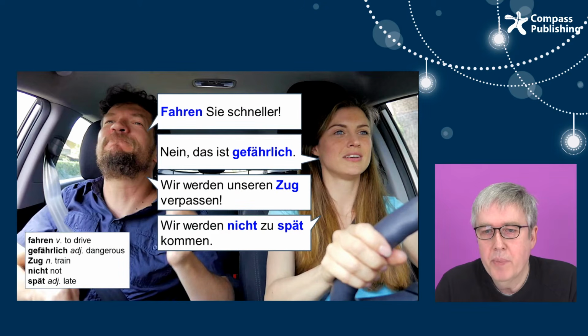What do you see in the picture? There's two people, right? There's a man and a woman. And where are they? They're in a car. So they're going somewhere. Let's read the conversation together.